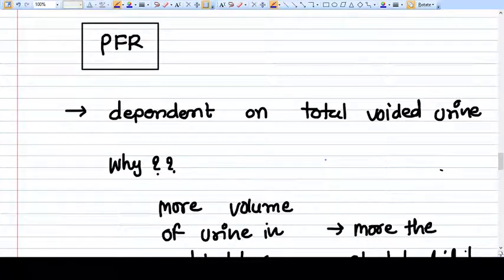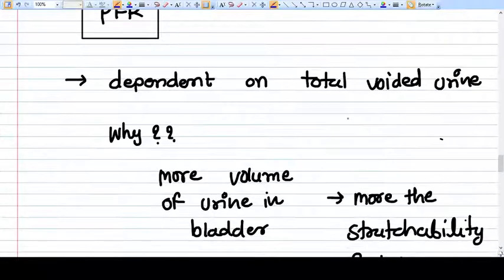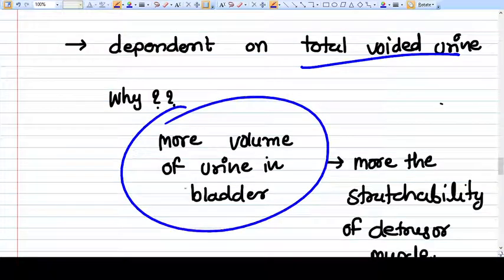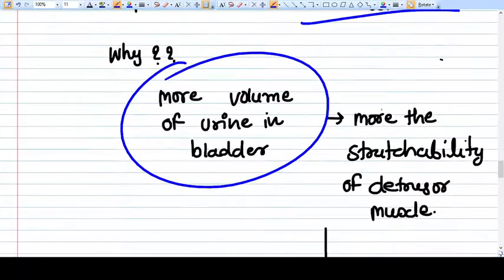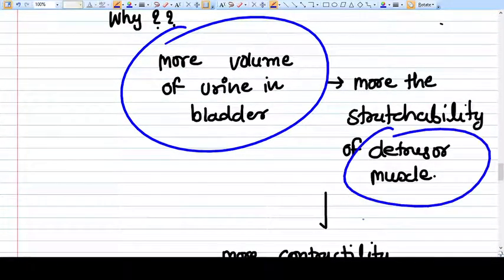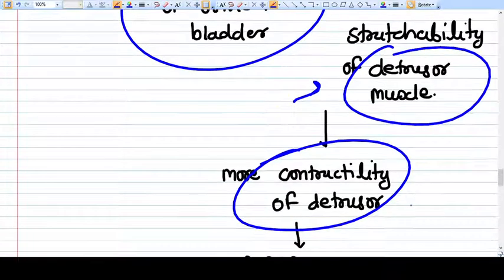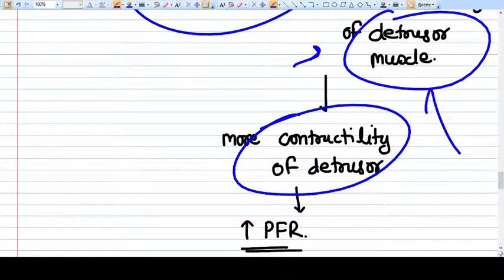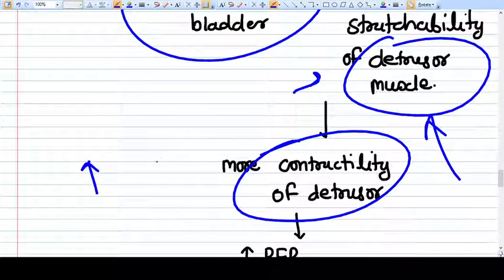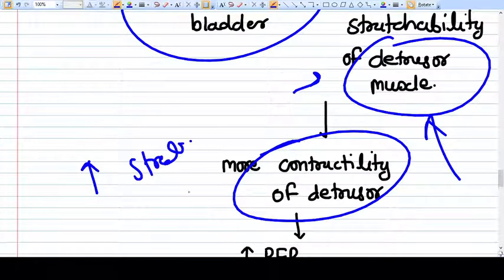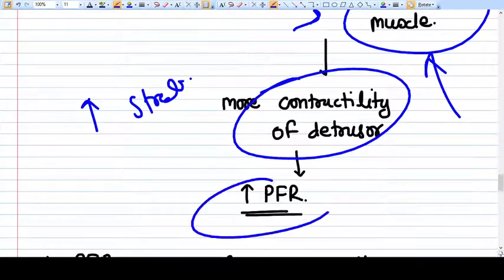Now the peak flow rate is dependent on total voided urine. Why? Because if more volume of urine is in the bladder, there is more stretchability of the detrusor muscle. The detrusor muscle will be more stretched. That's why there is an increase in contractility of the detrusor muscle. This is just some muscle contraction law that we learned in our first year. If we increase the stretch, the contractility will increase. So this will increase the peak flow rate.